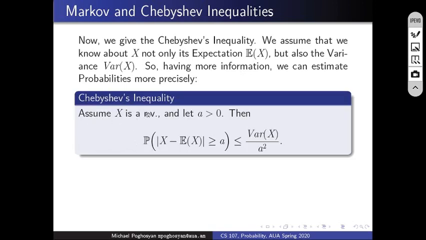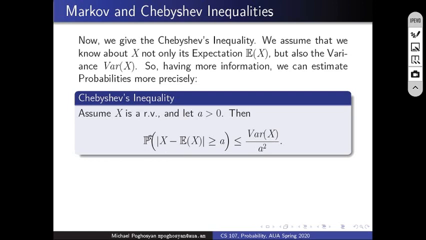Assume x is any random variable, any signed random variable, and let a be a positive number. Then the probability that x minus expected value of x in absolute value is larger than a, so this means that the probability that the absolute deviation is larger than a, is less or equal than the variance of x over a squared.